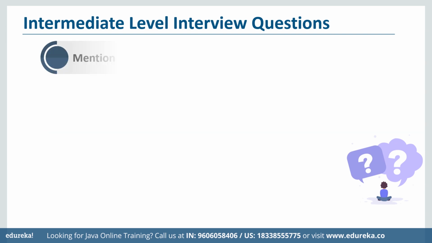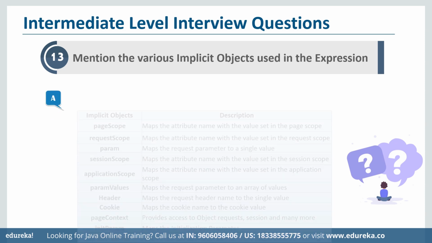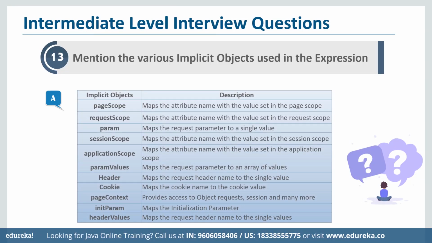The next question is: mention the various implicit objects used in the expression language. The various implicit objects used are as follows. First, page scope. Page scope maps the attribute name with the values set in the page scope. The next one is request scope. Request scope maps the attribute name with the value set in the request scope. Followed by that, we have param. Param maps the request parameter to a single value. Next, session scope. Session scope maps the attribute name with the value set in the session scope.